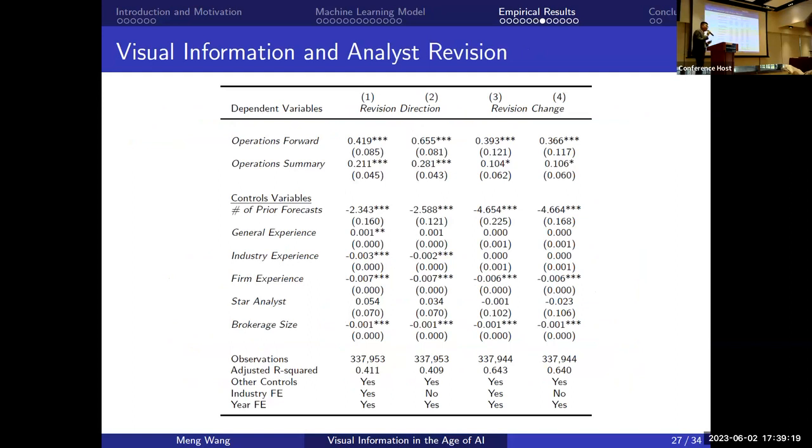So we also test whether analysts' revisions are sensitive to the visual information in the slides. We have two dependent variables, revision direction and revision change. What we find is that analyst revisions are positively associated with both operations forward and operations summary, but the magnitude is larger for operations forward. So that's our finding here.